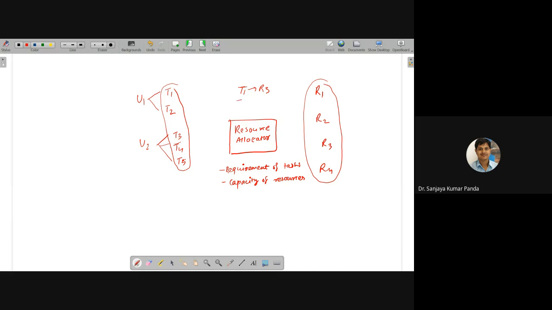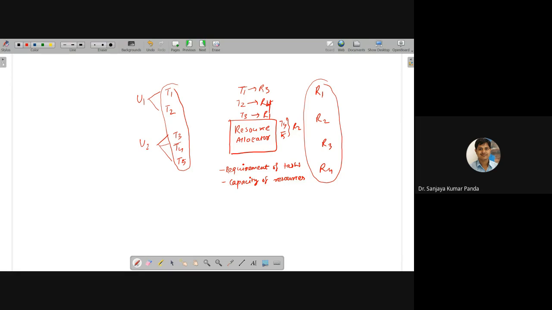So for example, based upon that, it is decided T1 can be executed in resource number 3, or let's say T2 can be executed in resource number 4. T3 can be assigned to resource number 1, and let's say T4, T5 can be assigned to resource number 2. Okay. So the main job of the resource allocator is to do the matching process, mapping process.